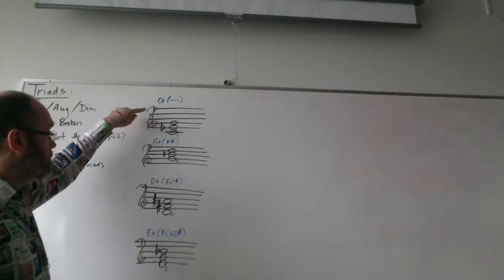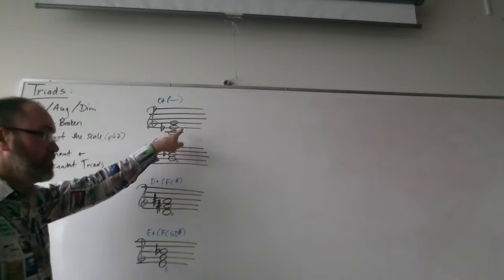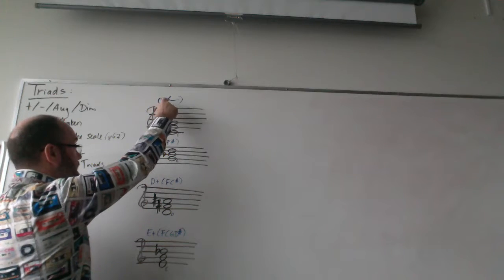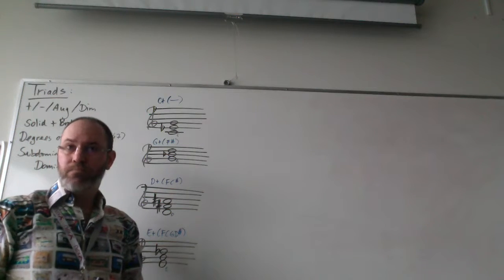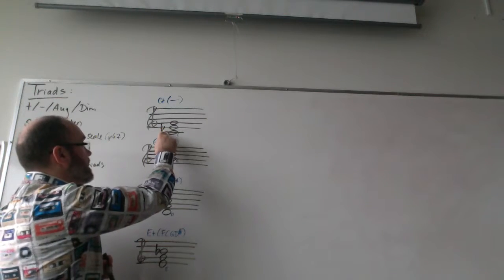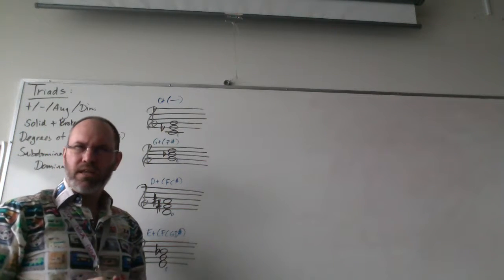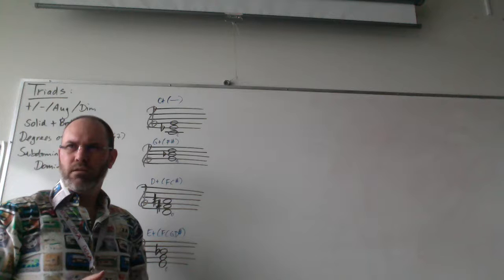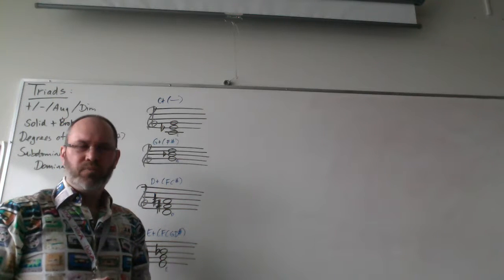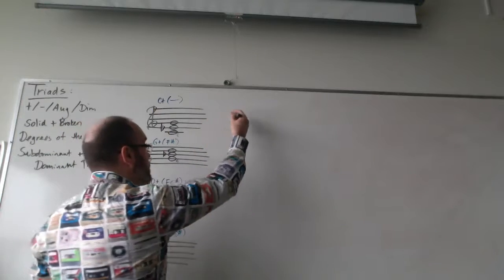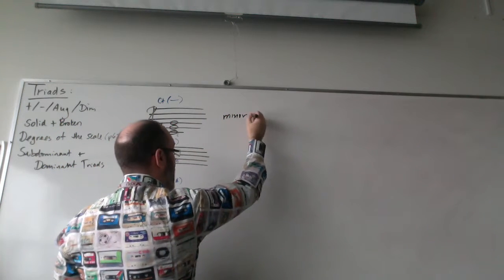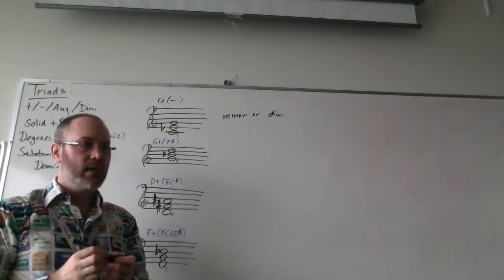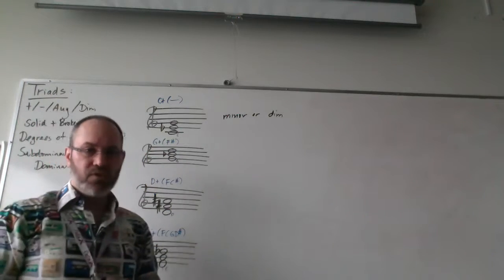So here's our first example. Our bottom letter is C. We know from our circle of fifths that C major has no sharps and no flats. I write C major, no sharps, and no flats. So, C to E flat. Is there an E flat in the key of C major? So what have they done? They've lowered the third. So this can now be either minor or diminished. Because minor and diminished both have a minor third.